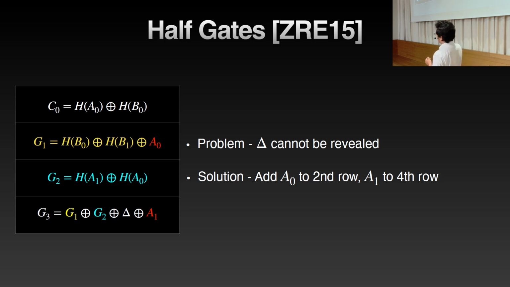And this is what they suggest. I'm sorry for the color there, but you essentially add A0 in the second row and A1 in the fourth row. If you go back to what the evaluator holds in this case, it's actually A0 in the first 2 rows and A1 in the last 2 rows, so this is fine.